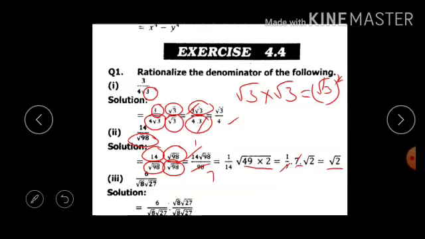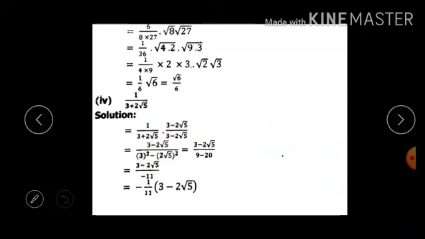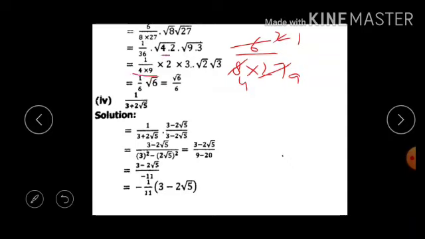Part 3. 6 divided by square root of 8 multiplied by square root of 27. Multiply top and bottom by square root of 8 and square root of 27. 6 divided by 8 multiplied by 27. 3 twos are 6, 3 nines are 27. 2 ones are 2, 2 fours are 8. So 4 multiplied by 9. 4 twos are 8 and 9 threes are 27.